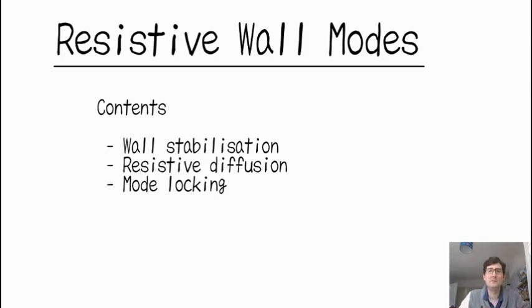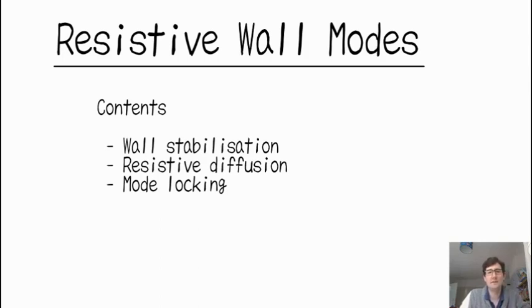So this combination of pressure and current drives an external kink, and so the entire edge of the plasma can twist and bend, and this can lead to a loss of confinement, so a disruption where the whole plasma hits the wall of the machine. So they can be stabilized in various ways.